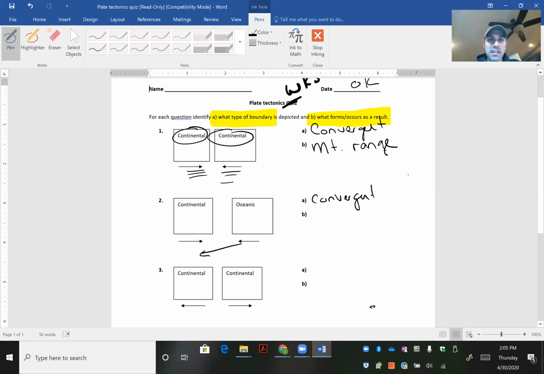Convergent plate boundary. The handwriting is not any better. I apologize.